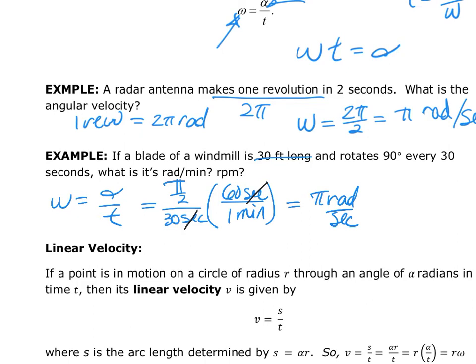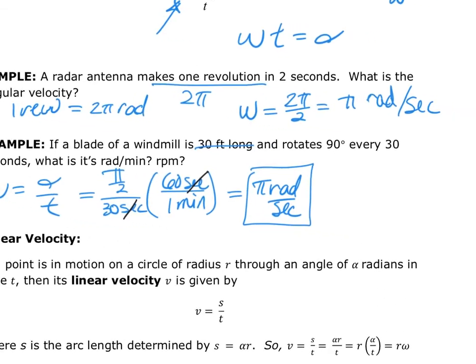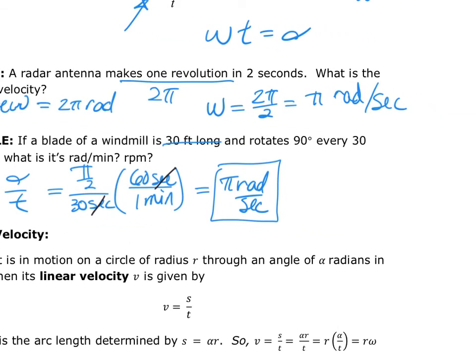The other thing they're asking for is revolutions per minute. So now I have to do the revolutions per minute part. If I only ask for the radians per minute, I get to stop right there. If I'm asked for the other part, which is the revolutions per minute, I need to take the pi radians, and that should be minutes. Let me go back, that should be minutes. And this is in minutes.